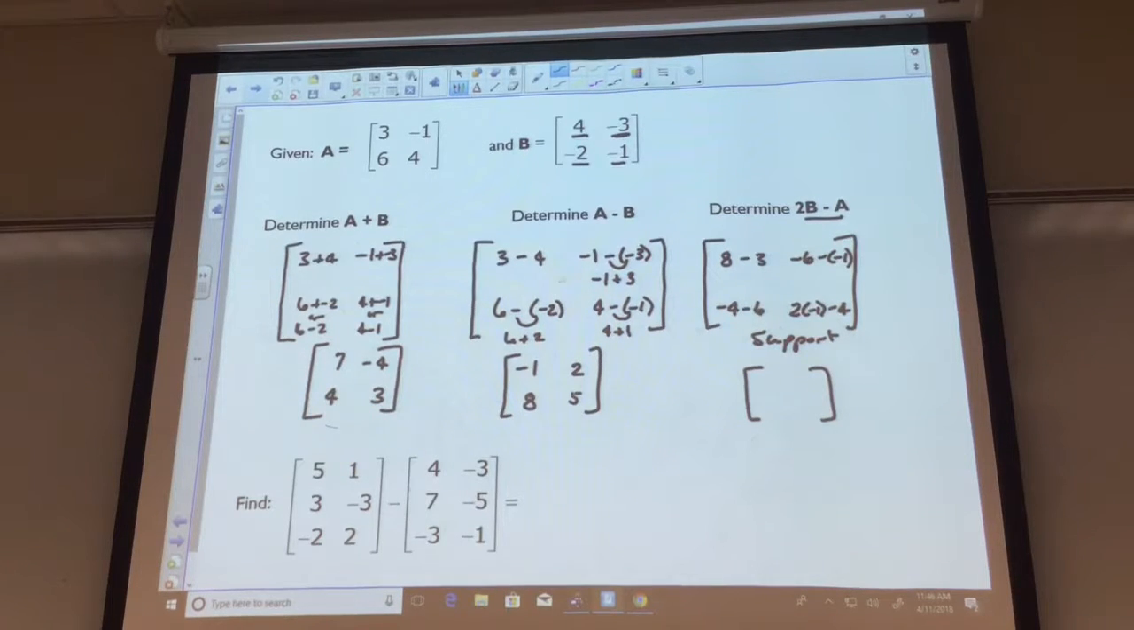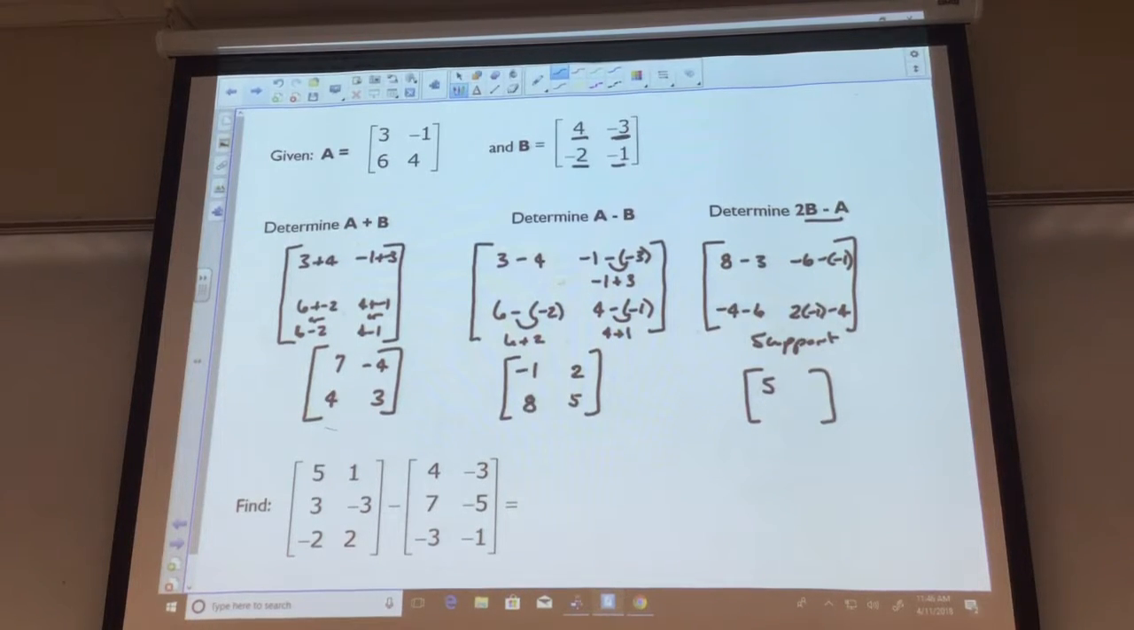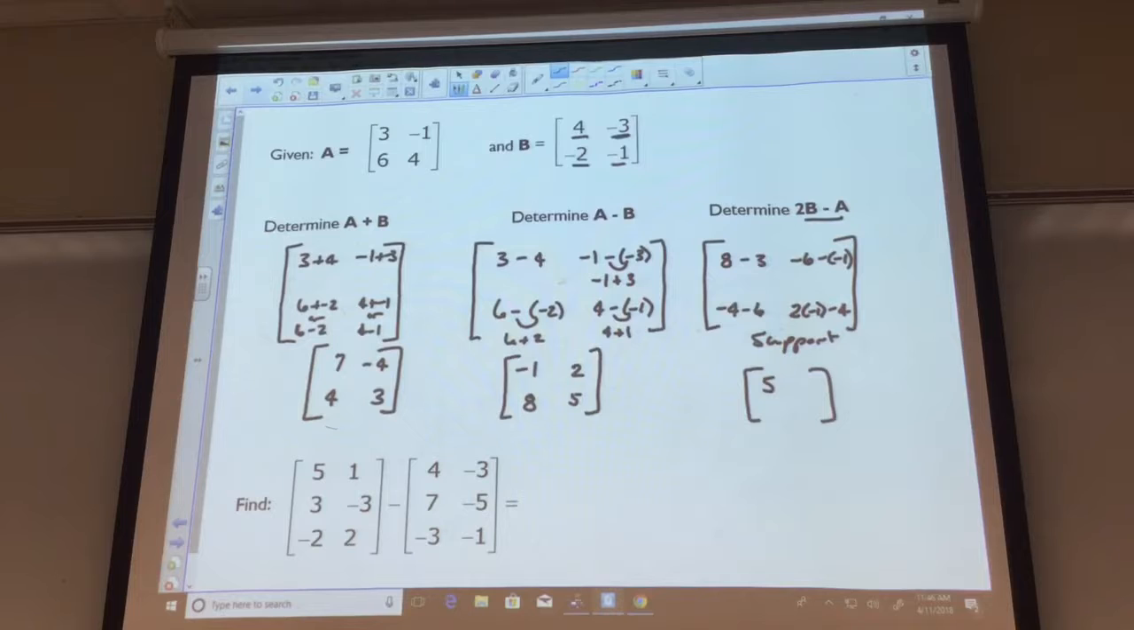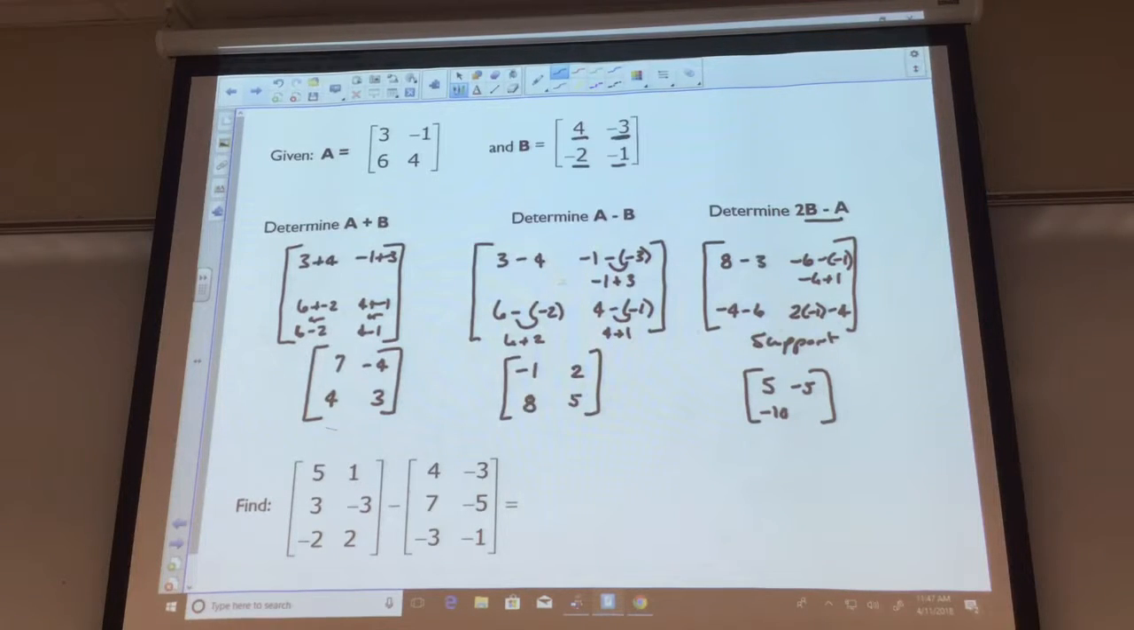Upper left-hand cell, 5. Upper right-hand cell, -6 plus 1, -5. Lower left-hand cell, -10. Lower right-hand cell, -2 minus 4, -6.